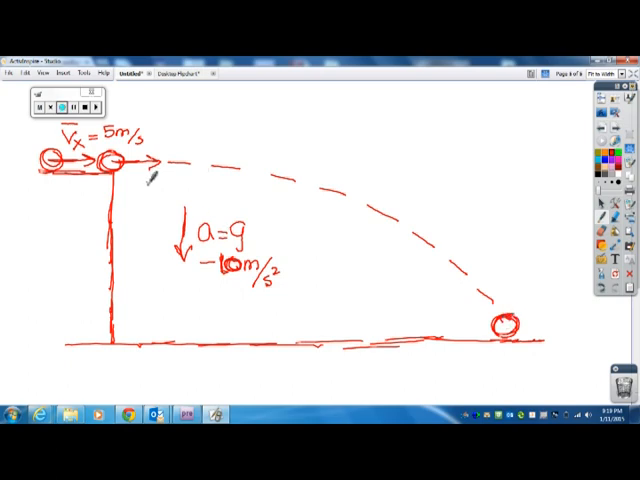So right now, the horizontal velocity is 5 meters per second. Well, the question is, what is the initial vertical velocity? What is the vertical velocity? And right here, the vertical velocity is 0 because it has no vertical velocity. But as the ball gets launched, it starts to develop a vertical velocity.